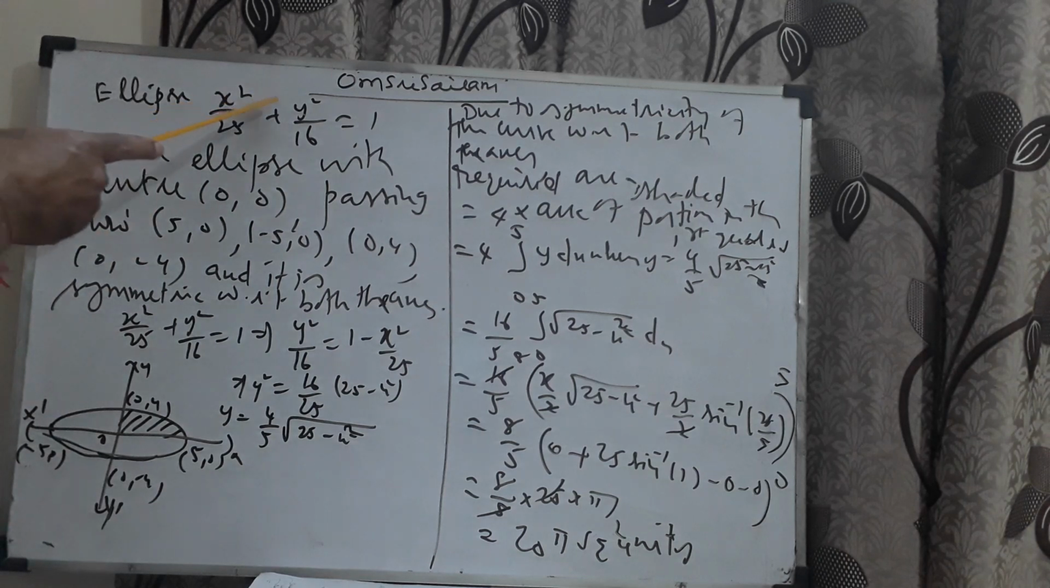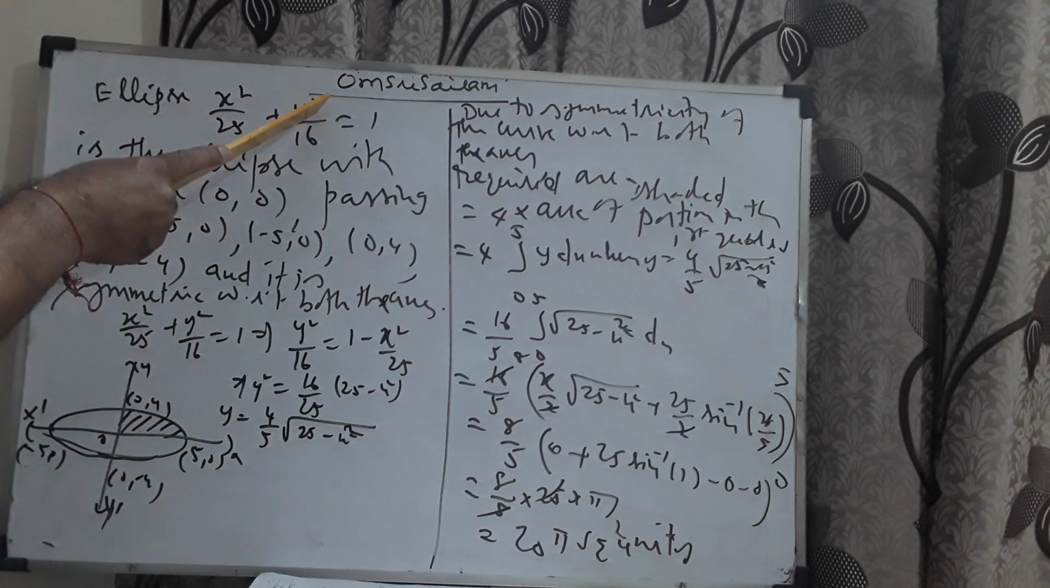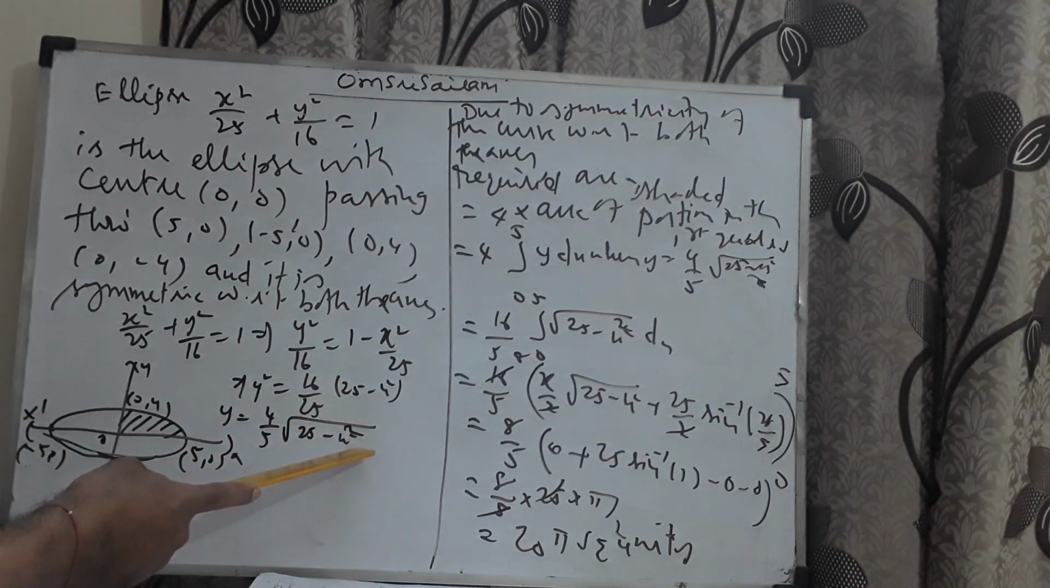When x is replaced by minus x, equation remains the same. Therefore, it is symmetric with respect to y-axis. When y is replaced by minus y, equation remains the same. Therefore, it is symmetric with respect to x-axis. Now bring y in terms of x, I get it to be 4 by 5 root of 25 minus x square. Draw the rough diagram.